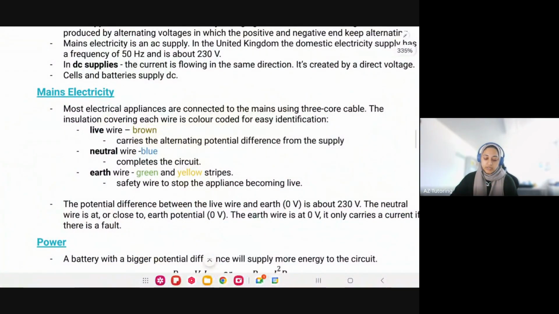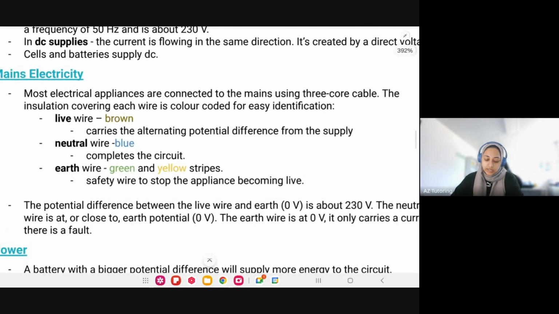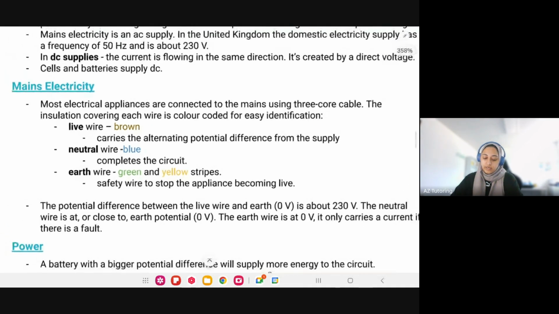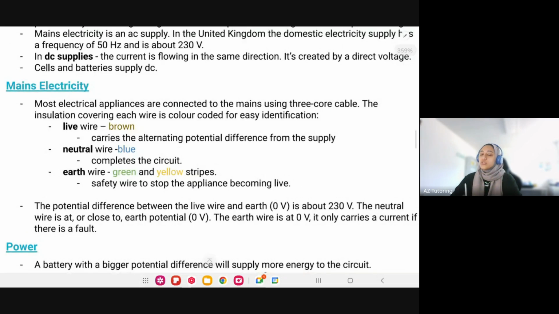So the live wire is the one that's actually carrying the alternating potential difference. Now remember, it's alternating because it's a plug, it's a socket that you're putting in. So that's the reason why it's alternating potential difference. So that's the live wire, essentially the dangerous one that's actually carrying it. You've got the neutral wire, which completes the circuit, so the blue one that was on the left-hand side. And then you've got the earth wire, which acts as a safety wire to stop the appliance from coming live. Most plugs around the world don't have that third wire on the top. They just have the live and neutral wire.